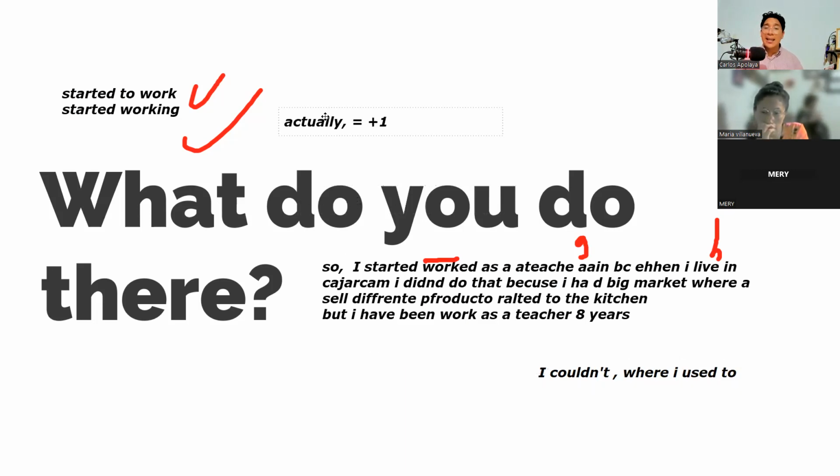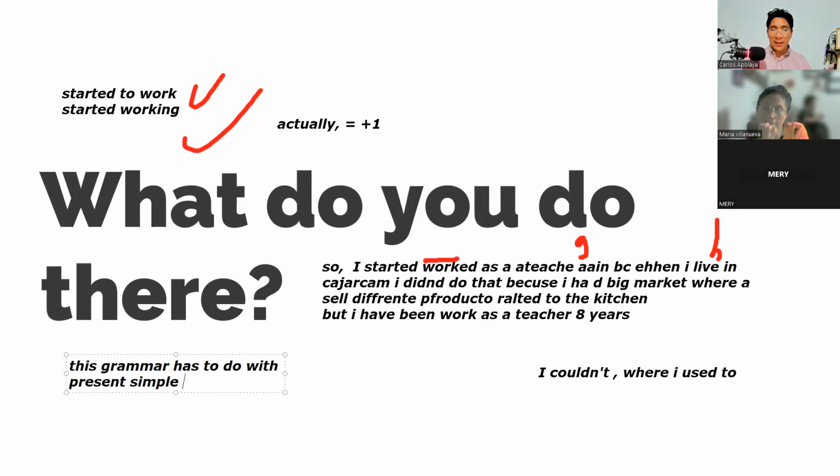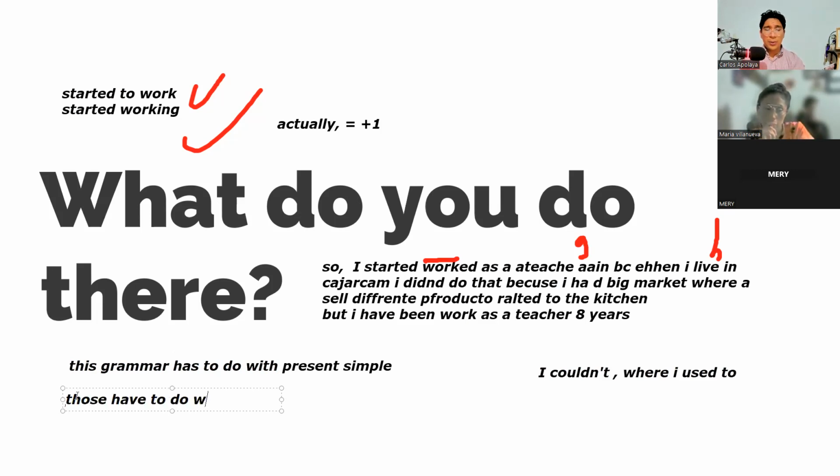Related to the kitchen is okay. But for example, this grammar, focus on this. This grammar has to do with present simple. Lo que te digo, cuando algo has o have to do with something, significa tiene que ver con, en lugar de related to the kitchen, algo más avanzado, has to do with, tiene que ver. Te digo, ¿de qué trata eso? That or those have to do with something. La gramática, grammar has to do with the language. Have to do with. ¿Se entendió el uso del have to do? Tiene que ver con. Did you understand?